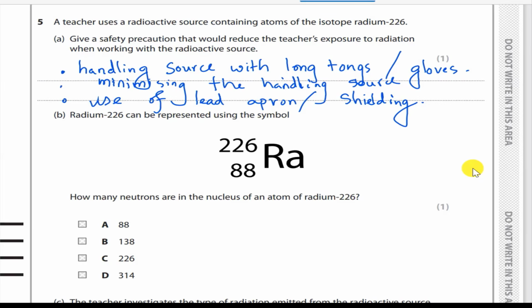Radium 226 can be presented using the symbol. How many neutrons are in the nucleus of an atom of radium 226? We know this one is the atomic number. Atomic number is equal to the number of protons present inside the nucleus. And this is the mass number. Mass number is proton plus neutron, that means atomic number plus neutron number. So how many neutrons are in the nucleus of an atom of radium 226?